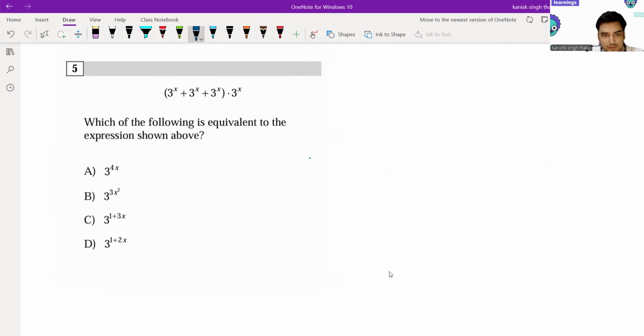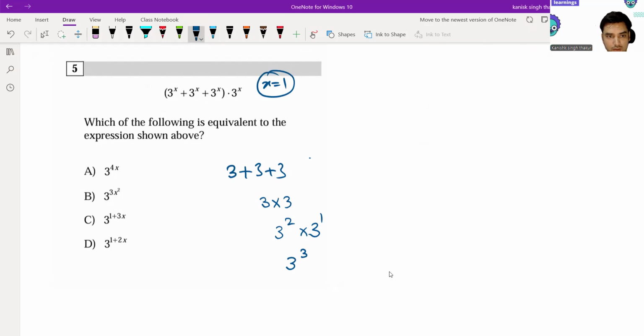One more thing you can do here is you can put the values, but when you put x equal to 0, what will you get? You'll be getting all the same options, right? So I'll not try to put x equal to 0. Either I put x equal to 1, right? So I'll get 3 plus 3 plus 3, right? How much times 3 is it? So I can write 3 times 3, which is 3 square, right? Times 3, 1. So I get 3 cube, right? When I put x equal to 1 here, 3 times 3 and then again 3. So 3 times 3 times again 3. So I get 3 cube, right?